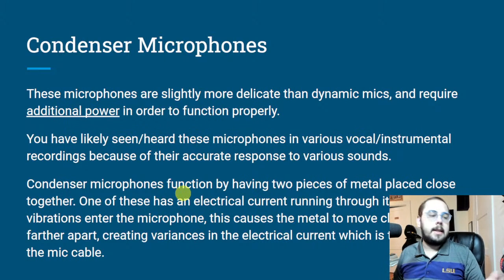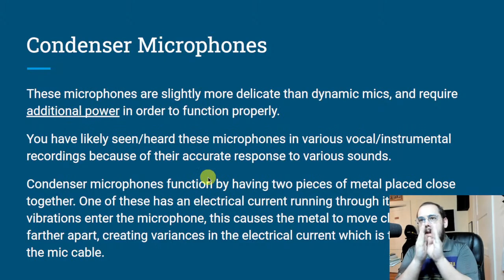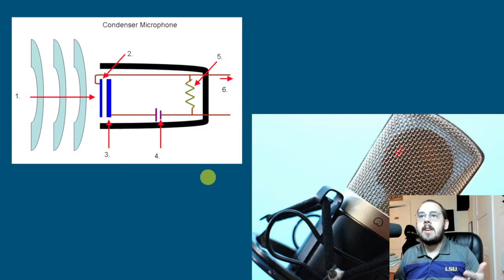But the way they work is that there's essentially two pieces of metal. One has a current of electricity running through it. When the vibrations enter the microphone, it essentially pushes the two plates closer together, and that causes variances in the electrical current, which then gets sent out the microphone cable. Again, that's a very, very simplified version of what's going on, but that's basically it.